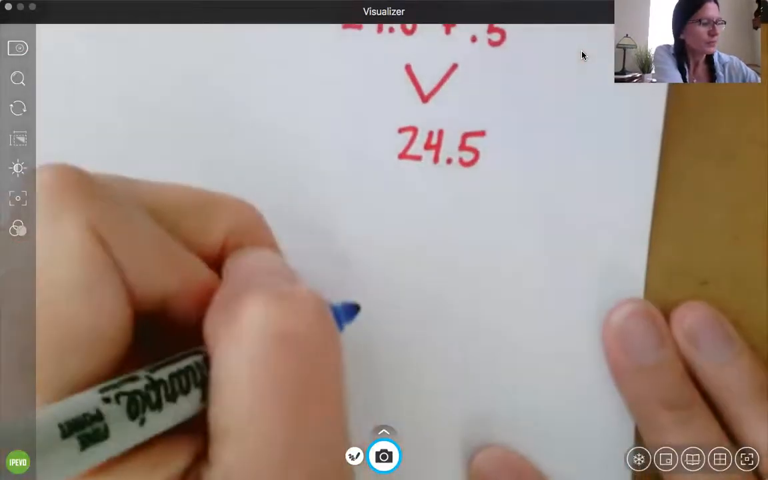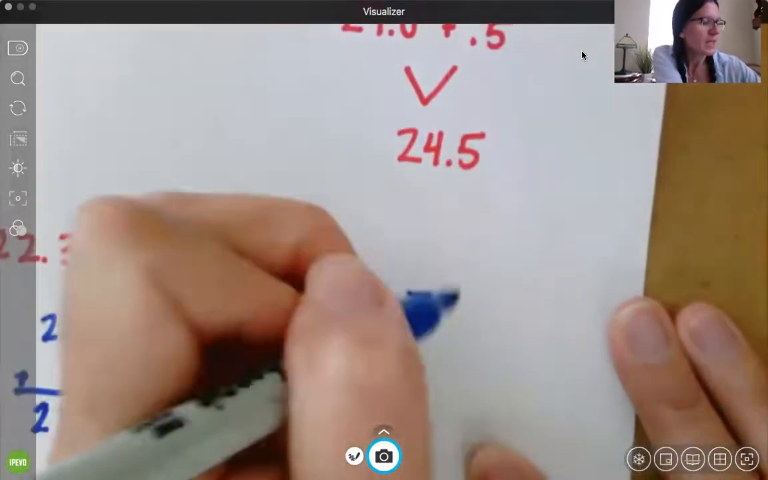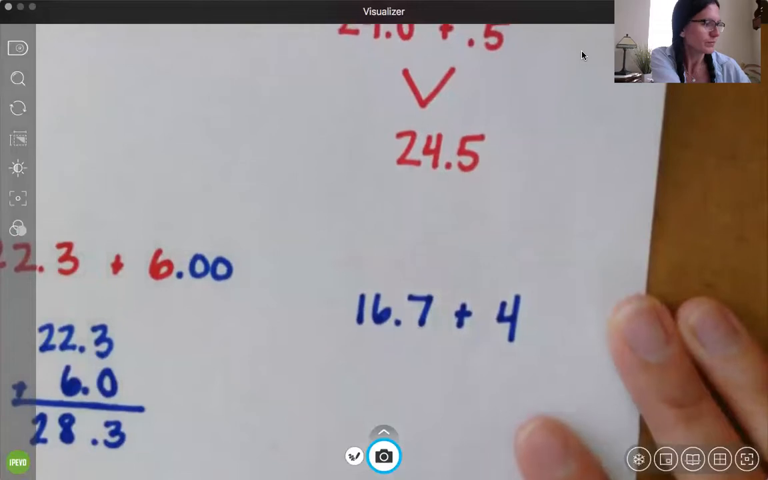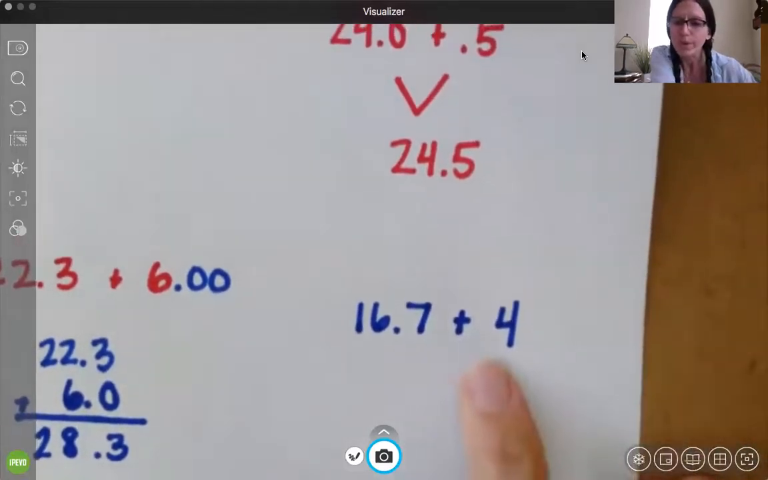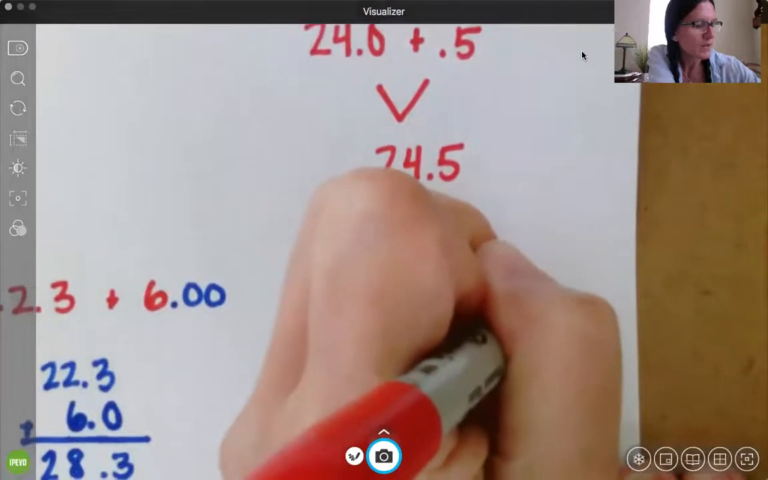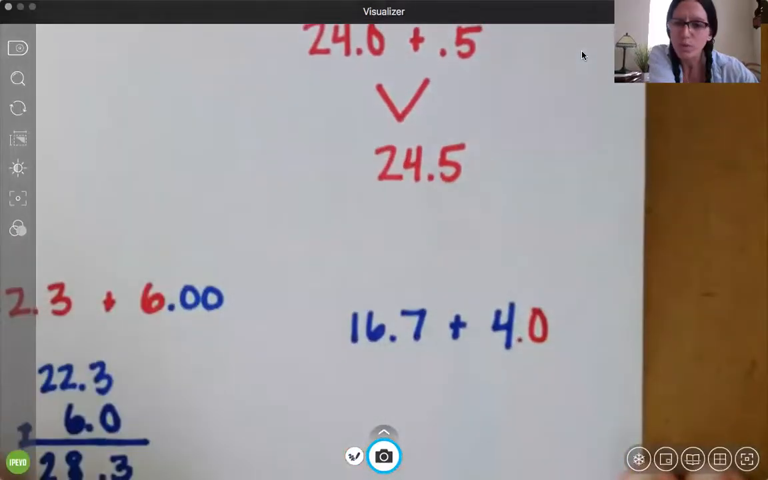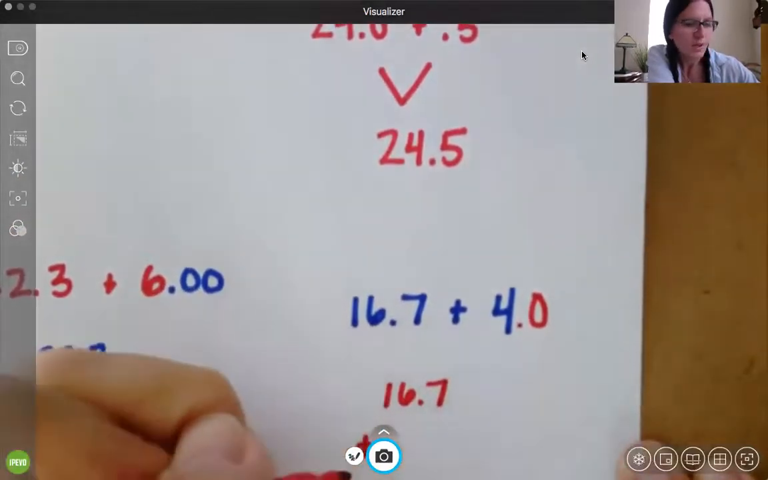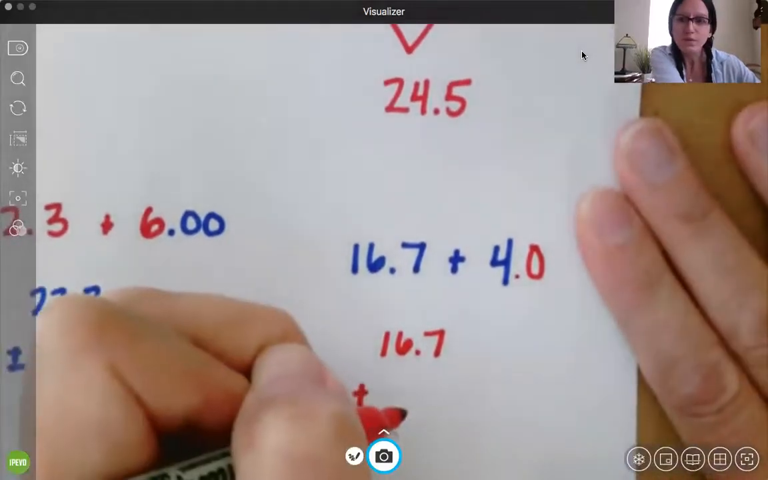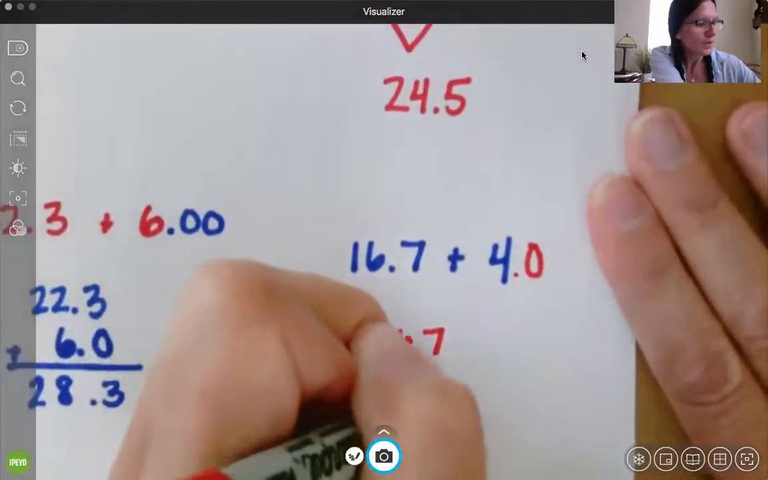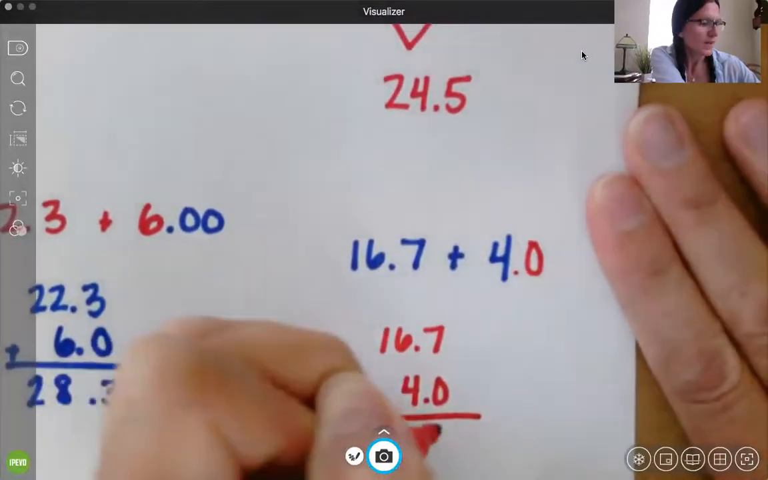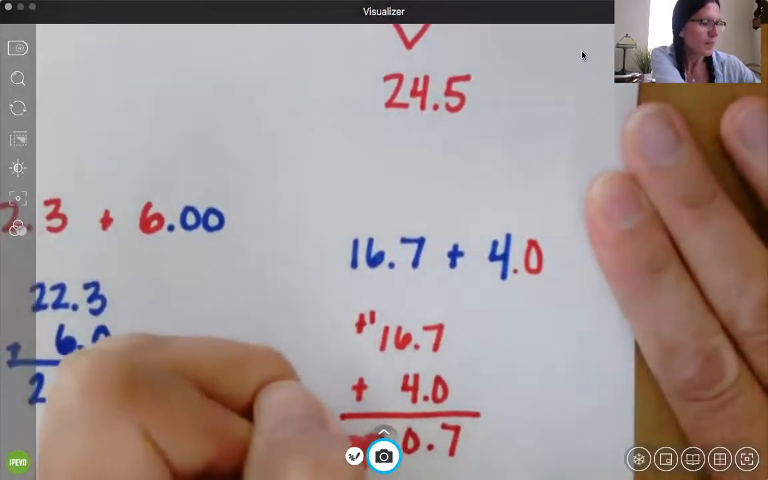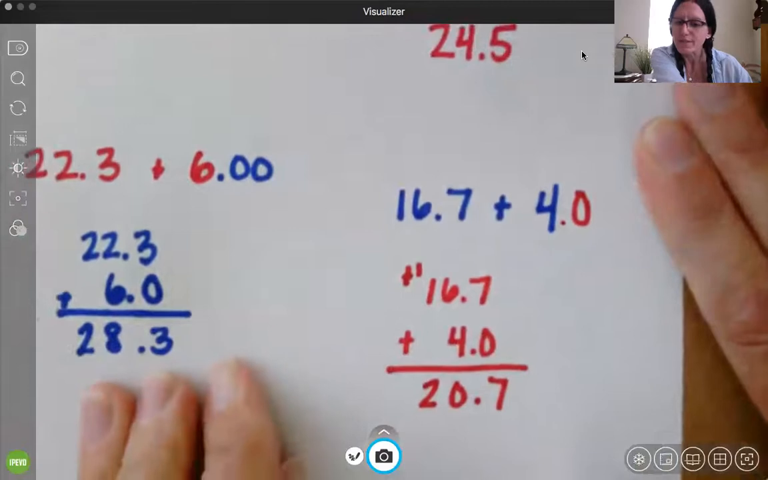Let's try another one. 16 and 7/10 plus 4. Remember, it's a whole number. So I'm going to think in my mind that that's really 4. I'll just do 4.0 for now. So now I have 16 and 7/10 plus 4. And that's going to be 7, 10, and become 20 and 7/10.